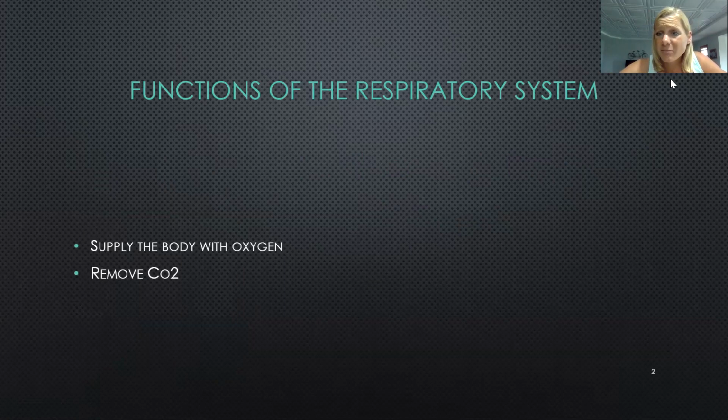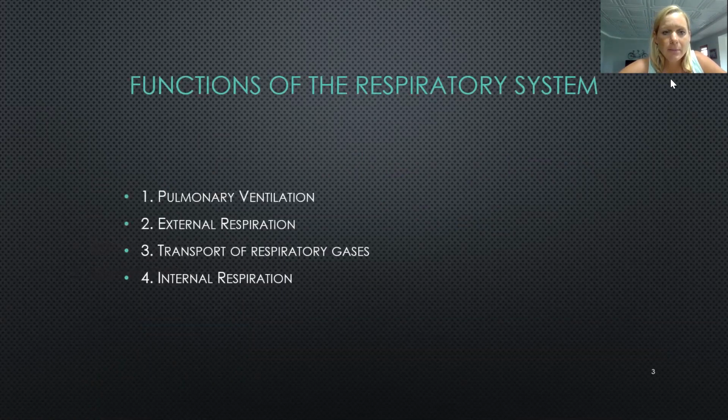Again, pretty easy. What we want to accomplish, we need to supply oxygen to the body. We also need to get rid of CO2. So basically, those are the two main functions that we see within this particular system. How do we achieve that? So let's take a look at some of these processes here.